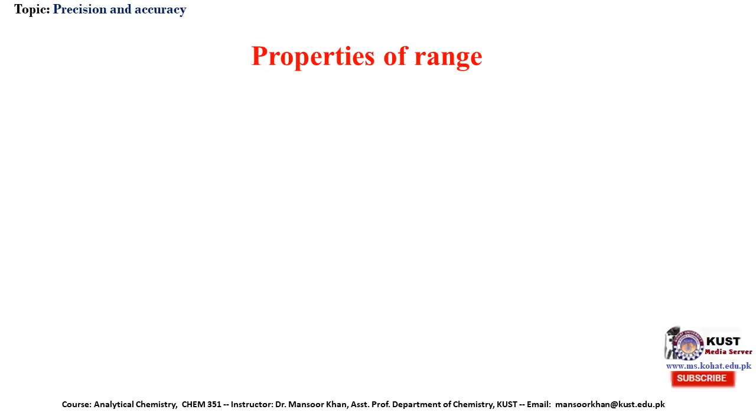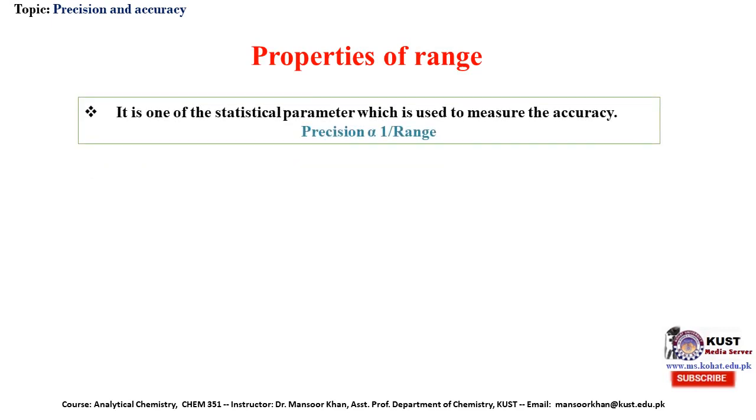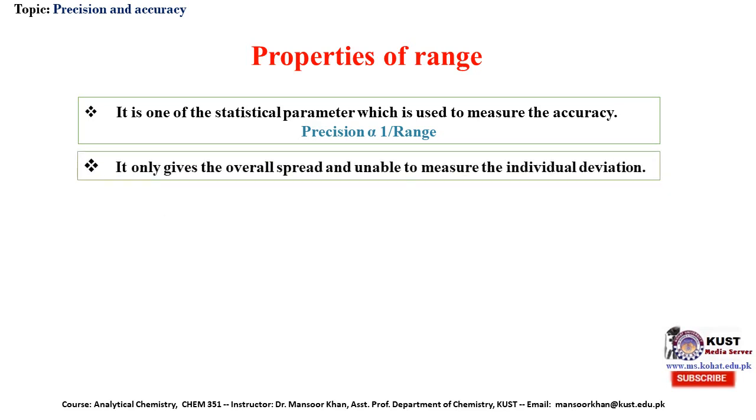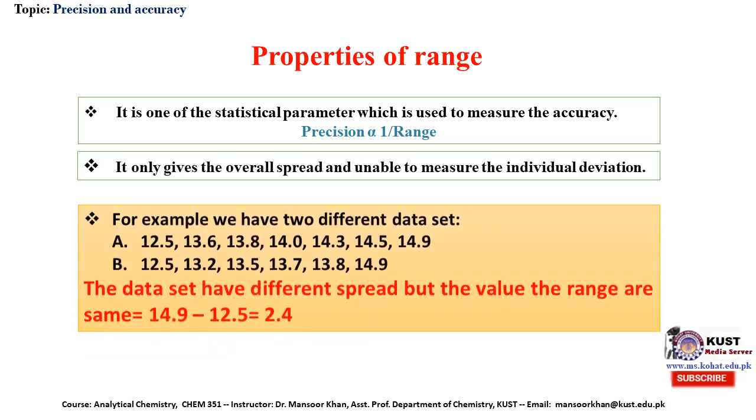Now this slide shows some properties of range. It is one of the statistical parameters which is used to measure the accuracy. It only gives the overall spread and is unable to measure the individual deviation. It is one of the limitations of the range. This limitation can be explained by using the following example.